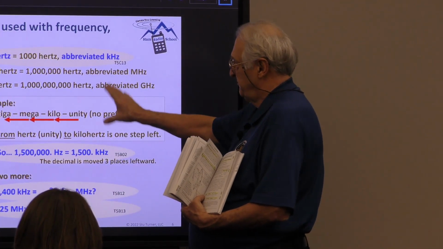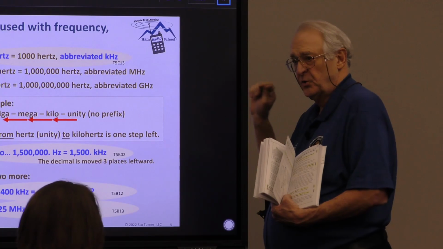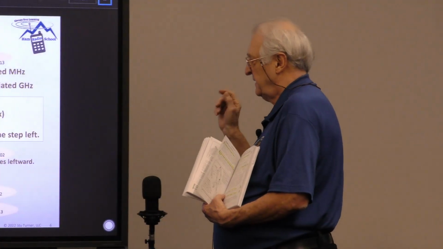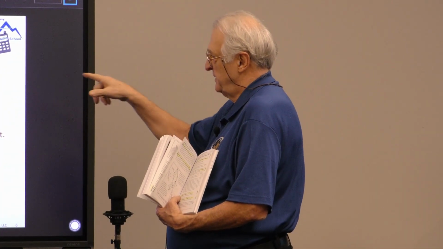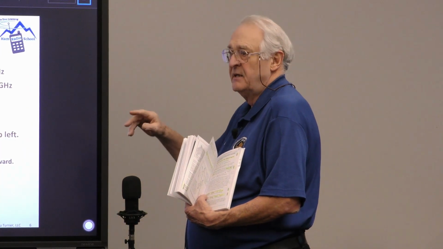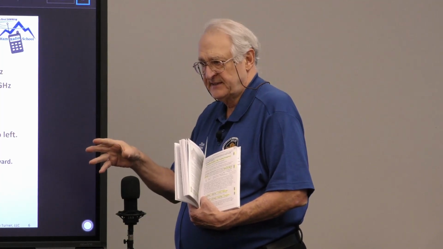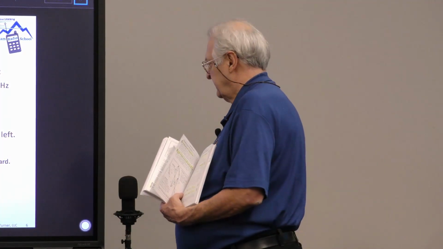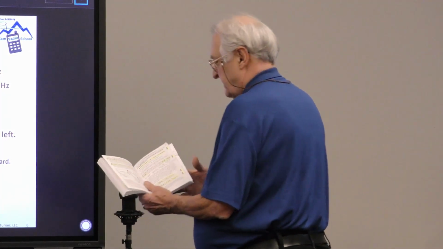I recommend that you review this section in your book and look at how to do the math. Stu's got some hints in there on how many places to move the decimal to the left or right, depending upon the frequency as it's expressed. So, next slide.